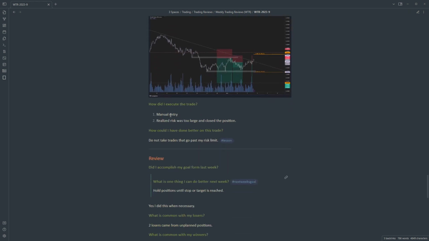How to execute the trade: manual entry, realize risk was too large and close the position. Later I realized, hey, the risk is too large. It makes no sense for me to be in this position, so I exited the position. I ended up taking a small loser on that, an unnecessary small loser. How could I have done better? Do not take trades that go past my risk limit.